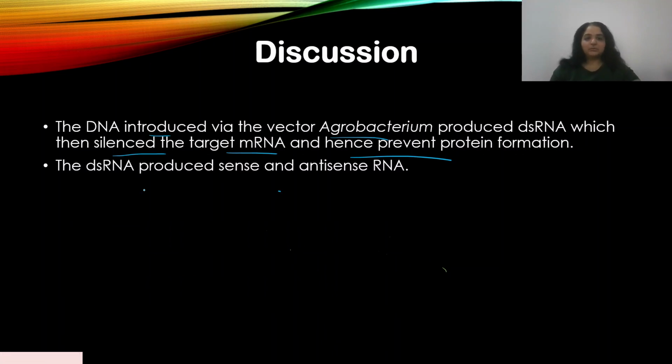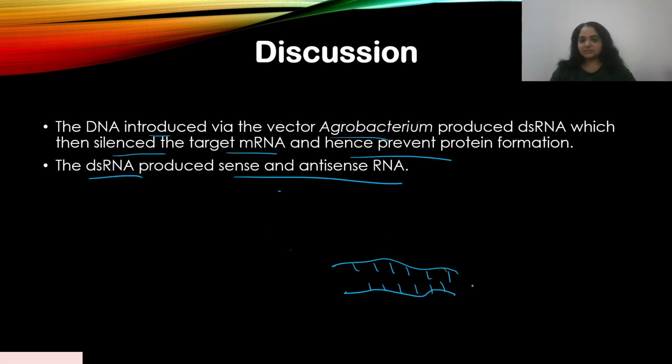Obviously the double-stranded RNA produces sense and antisense RNA. The complementary RNA binds to the mRNA in the nematode and eventually kills it, because this mRNA will become deactivated, disabled, and then there will be no protein formation. So it kills the nematode at the end.